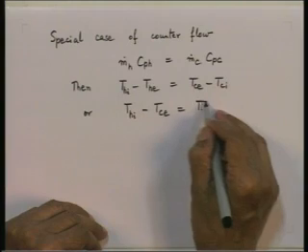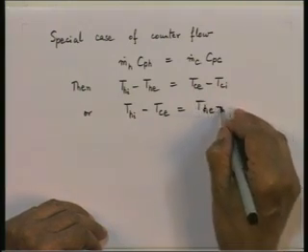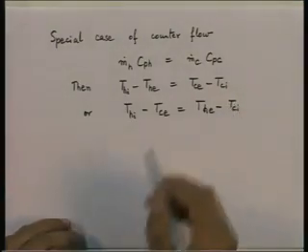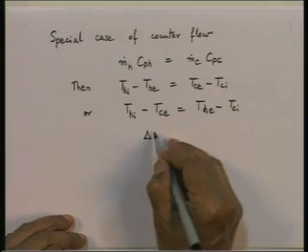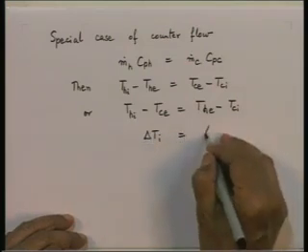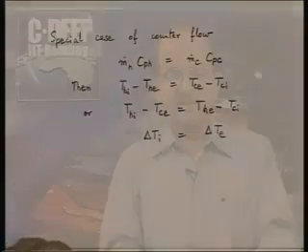or I can rewrite that as Thi minus Tce is equal to The minus Tci. Thi minus Tce is nothing but delta Ti in counter flow, and The minus Tci is nothing but delta Te. So, we have delta Ti equal to delta Te for this special case.